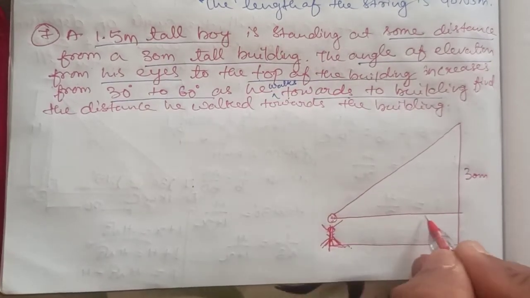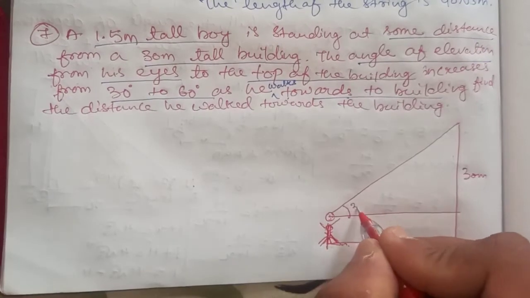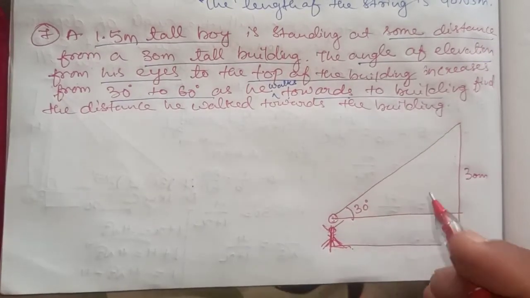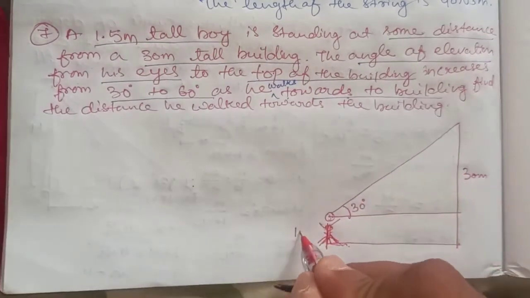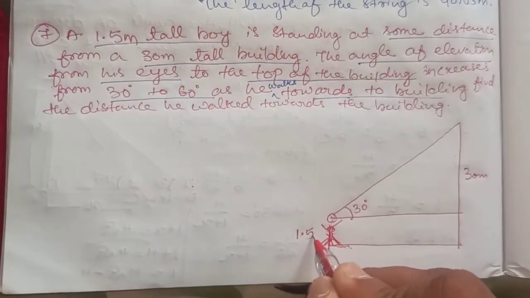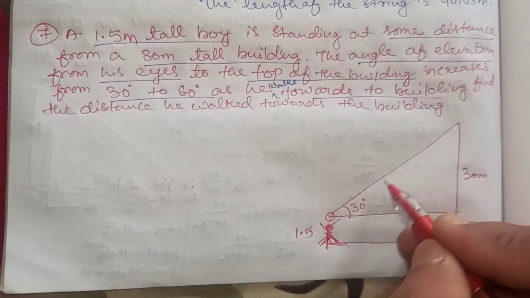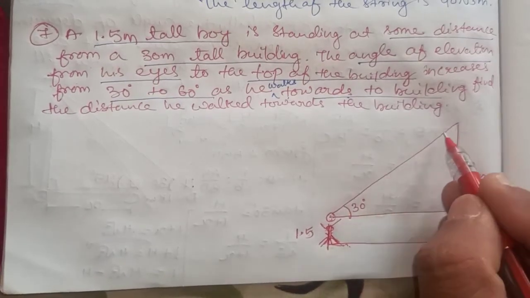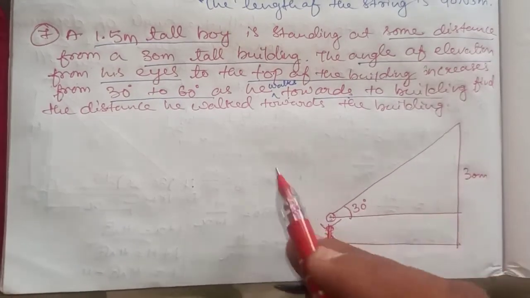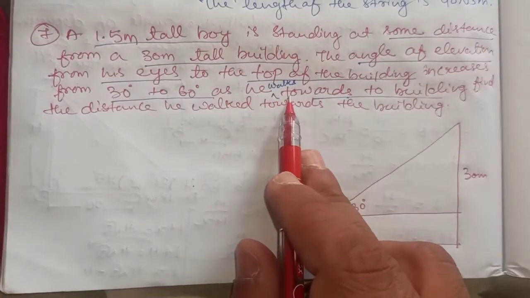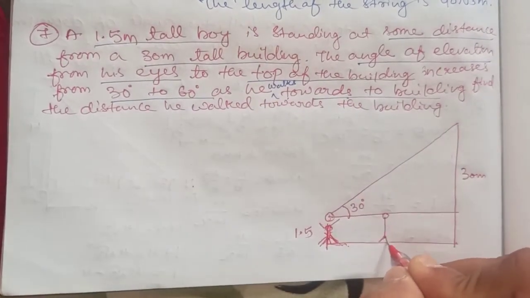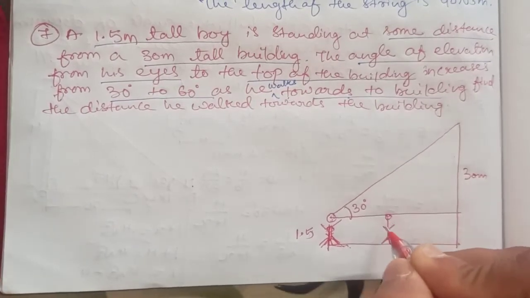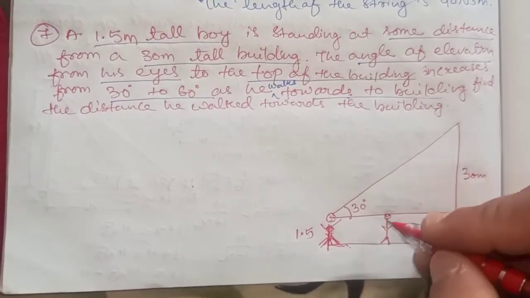Always we have to draw a baseline so that we can get the angles right. According to the question, a 1.5 meter tall boy is standing on the ground. He is observing the top of the tower, and the angle of elevation is 30 degrees. As he walks towards the building, from here to here he is walking.